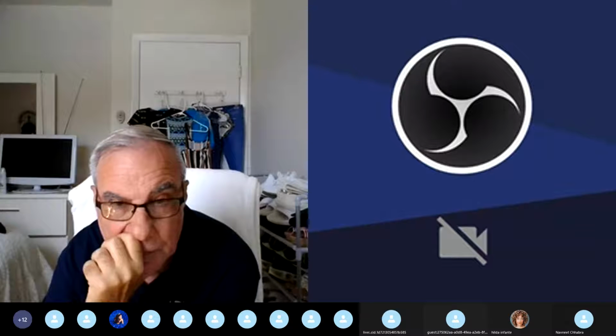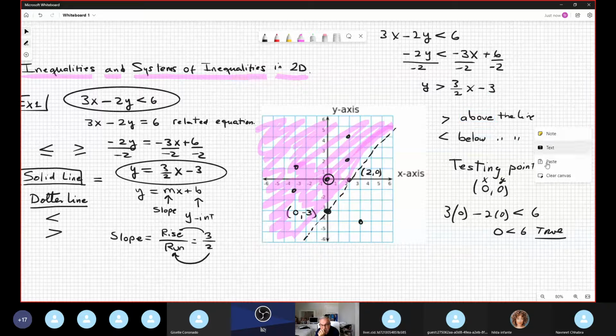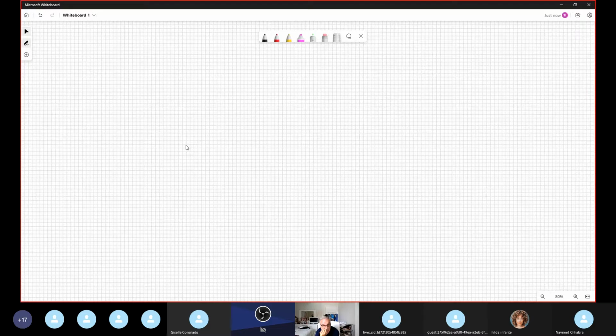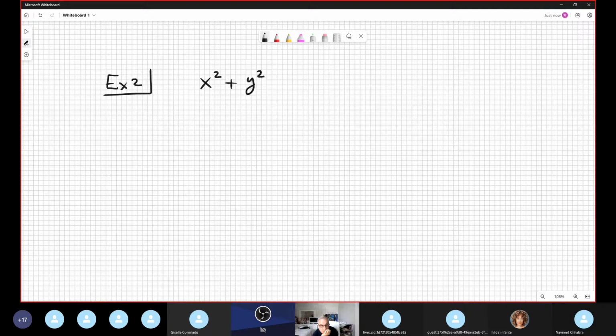Whiteboard. Inequality. Let me erase everything. Okay. Suppose this example, that's easy. Suppose x squared, this is example 2 of the inequality in 2 dimensions. X squared plus y squared less than or equal 4.